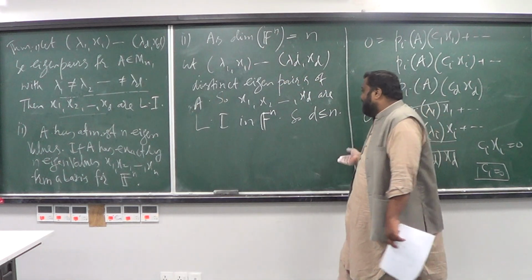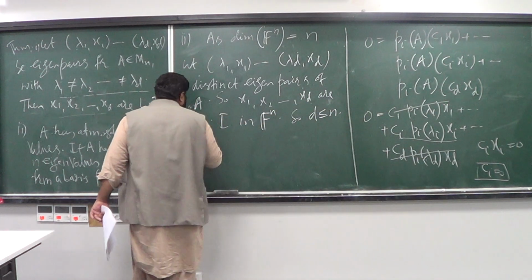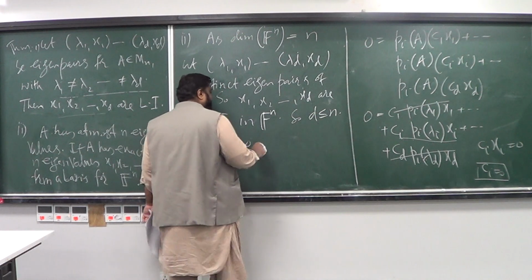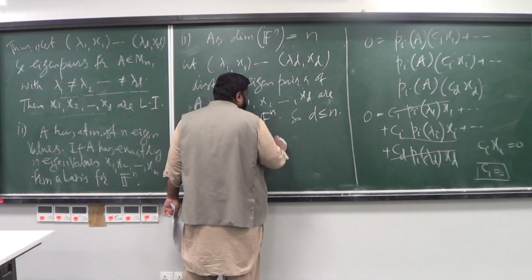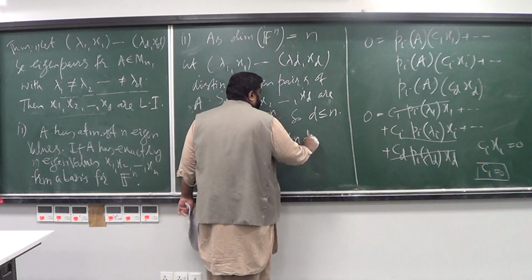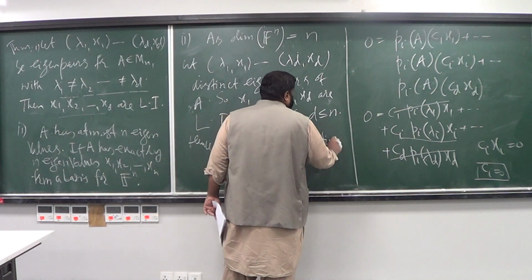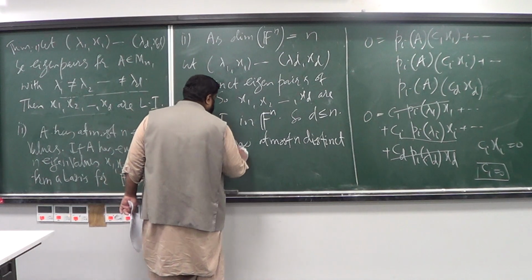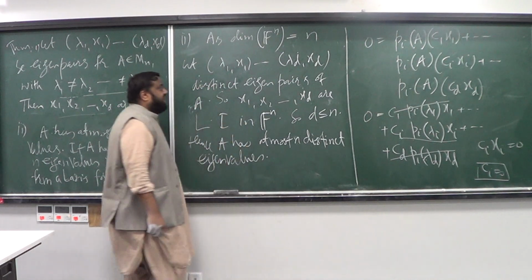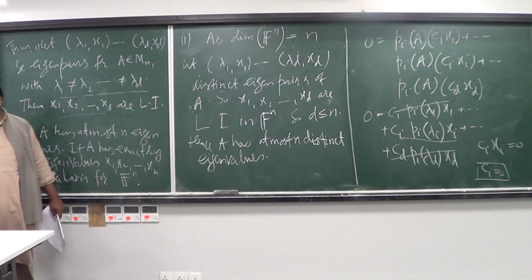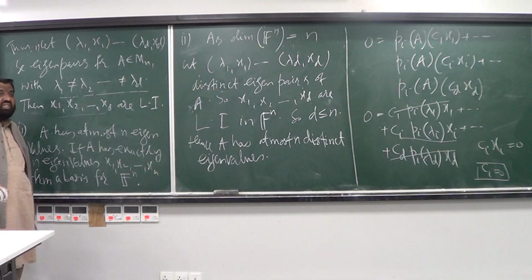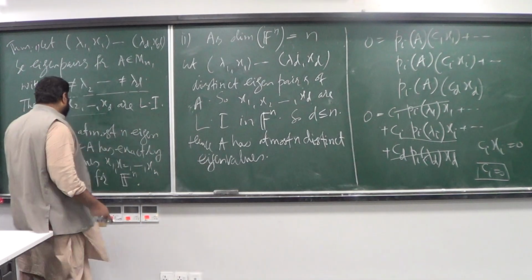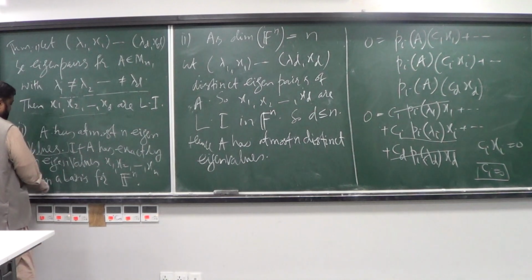So this really shows that A has at most n distinct eigenvalues. They can't be more than n distinct eigenvalues for the matrix A. And this part is really obvious.